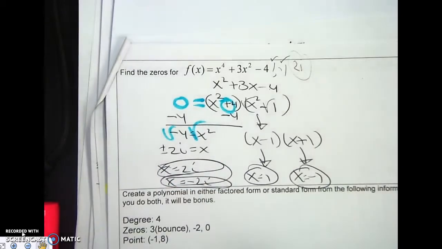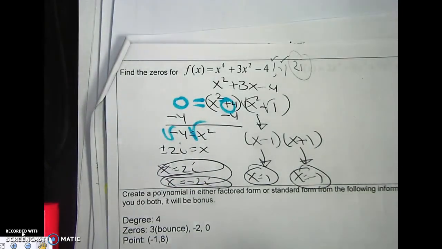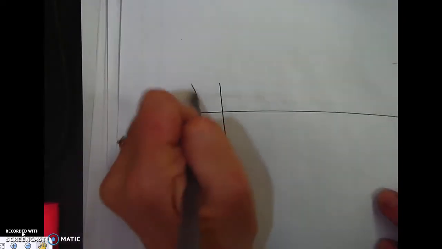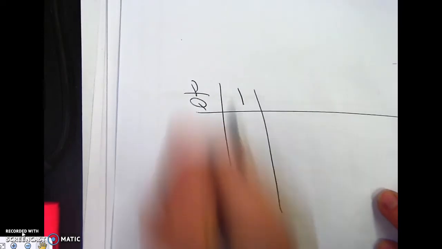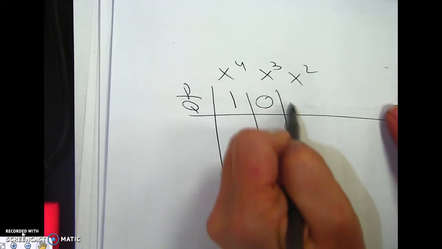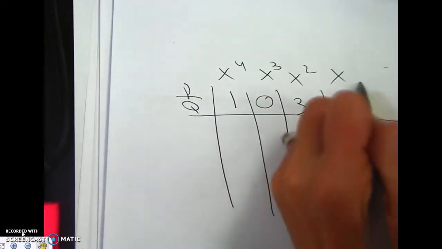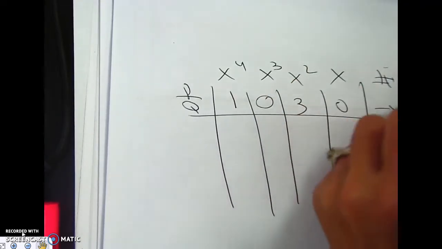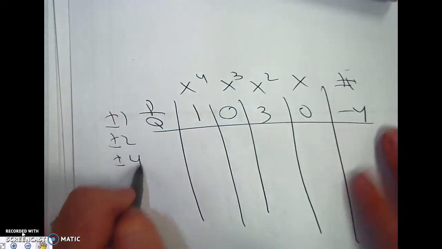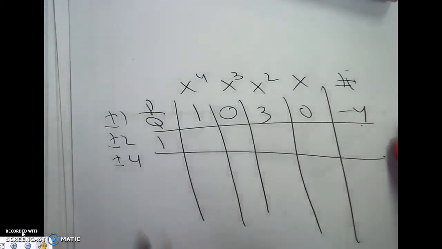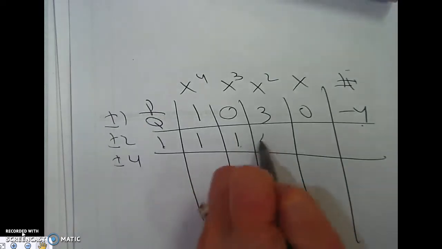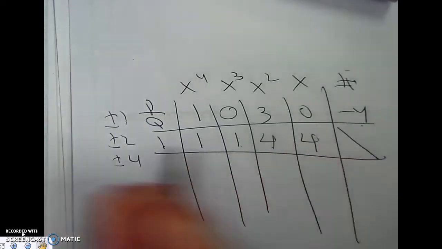Those are my zeros. Now, I want to show you, if I wouldn't have seen that, how I could do it with a PQ. PQ, 1, because that's x to the 4th, but I don't have an x cubed, so 0. My x squared was 3, my x was 0, and my number was -4. My possibilities, plus or minus 1, plus or minus 2, plus or minus 4, from that, I know that 1 works. Bring down the 1. 1 times 1 plus 0. 1 times 1 plus 3. 1 times 4, boom, that works.